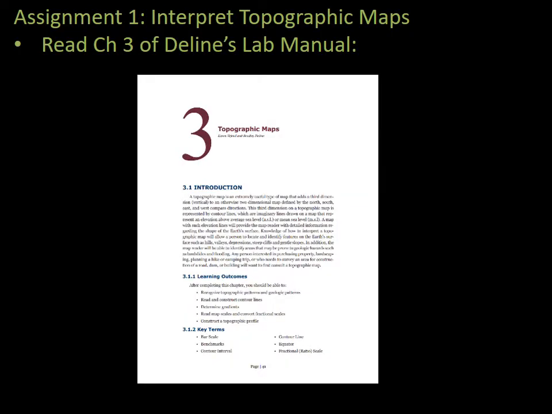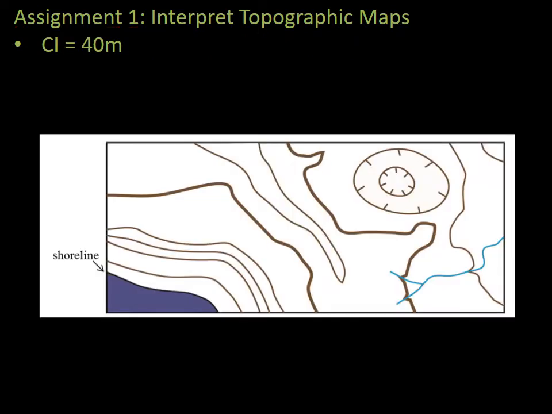Okay, so let's talk about some details of the assignment for this module. First of all, if you haven't already, you should take a look at the Chapter 3 of the lab manual. It's posted in the assignment instructions and in the Module 1 main page. The goal in this first part of the assignment is to label the elevation of all of the topo lines in this map. The contour interval we're given is 40 meters. And so this one, the shoreline, which is at sea level, is therefore 0 meters. And I'll do the first one for you. The one next to it, in the uphill direction, must be 40 meters.